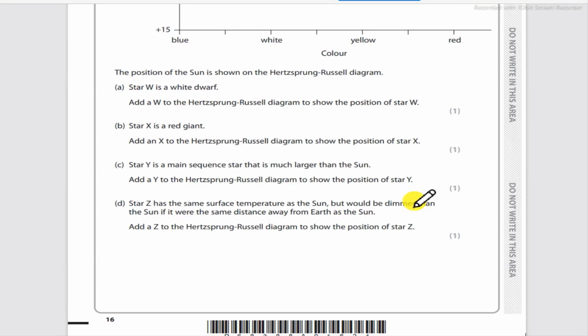Star Z has the same surface temperature as the sun, but would be dimmer than the sun if it were the same distance away from the earth as the sun. Add a Z to the Hertzsprung-Russell diagram to show the position of the star Z.